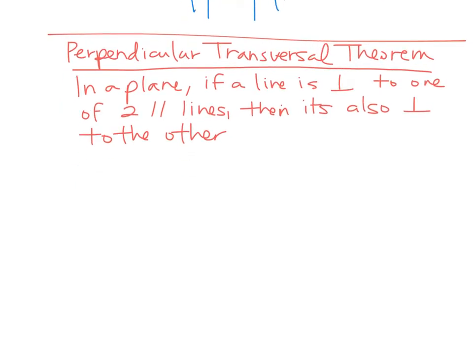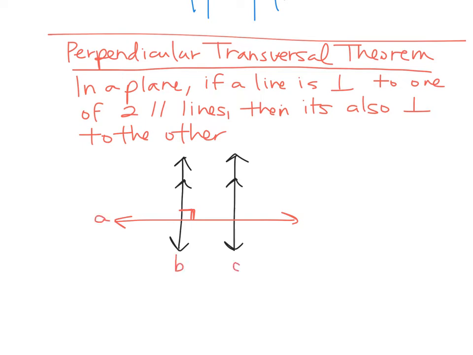Basically what you're saying is if a line is perpendicular to one of 2 parallel lines. So let's say we have these 2 lines and they tell us they are parallel. And then there's this other line that cuts through and they tell us this one is perpendicular. So if this is A, this is B, and this is C, what they're saying is if B is parallel to C, and A is perpendicular to B, then what will be true?